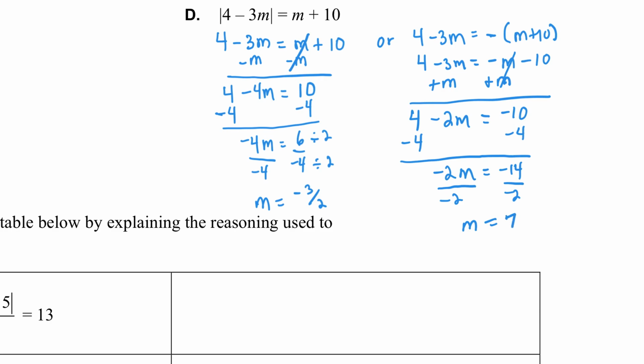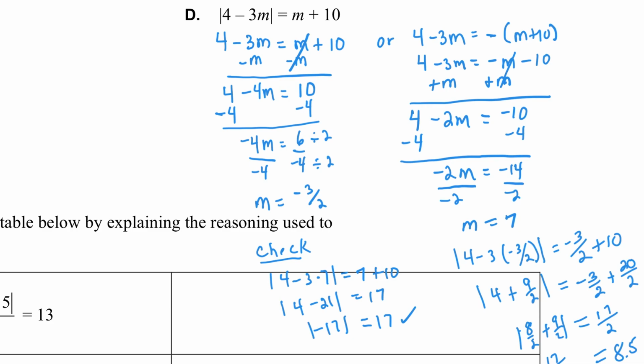So now we have to check if each answer is correct. We have to check that. So I'm going to go ahead and check here down here. We're going to go ahead and substitute the absolute value of 4 minus 3 times 7. And we want to check if it equals 7 plus 10. So we have 17. So we have 4 minus 21. So you have negative 17. So is the absolute value of negative 17 17? And the answer is yes.